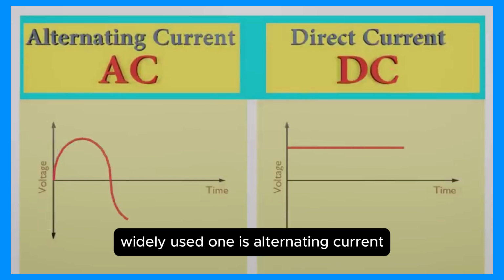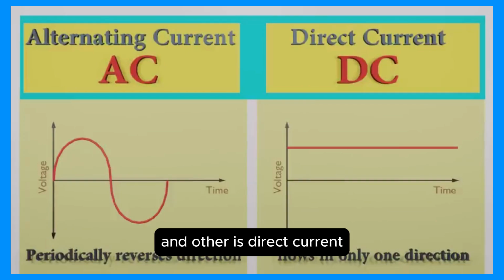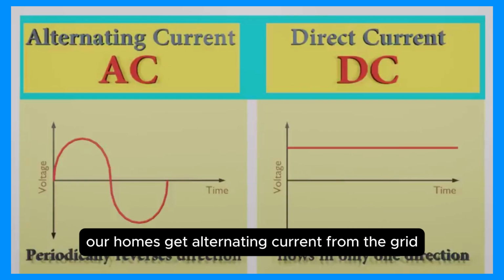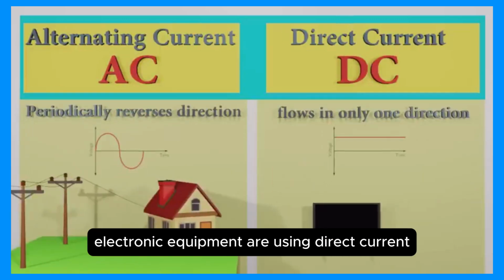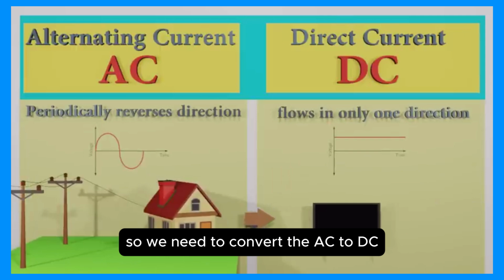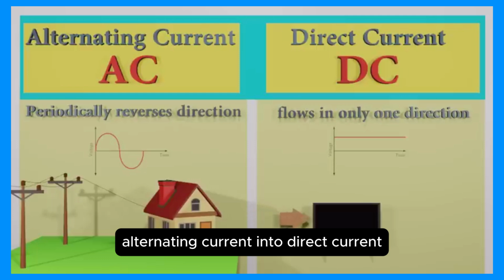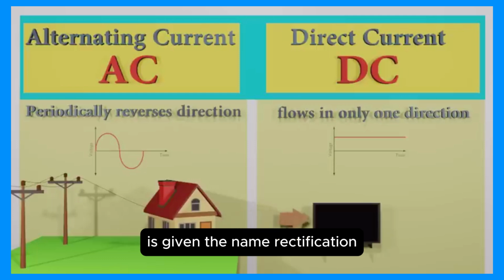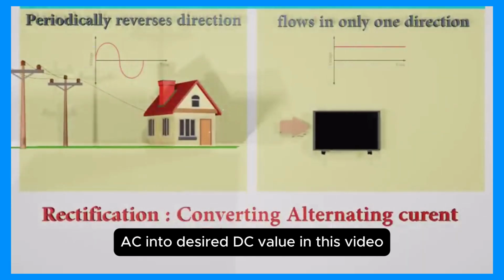Widely used. One is alternating current, which periodically reverses direction, and the other is direct current, which flows in only one direction. Our homes get alternating current from the grid, but most modern electronic equipment uses direct current, so we need to convert the AC to DC. This process of converting alternating current into direct current is called rectification. Let's discuss how to convert 230 AC into the desired DC value.